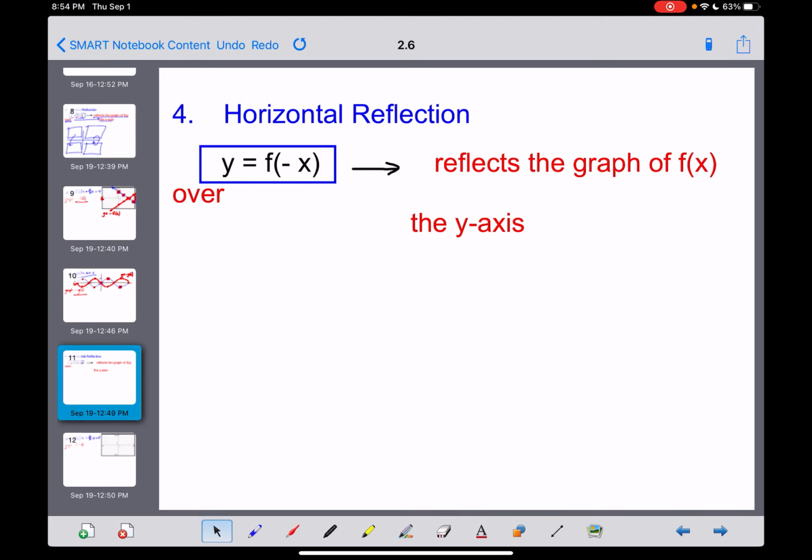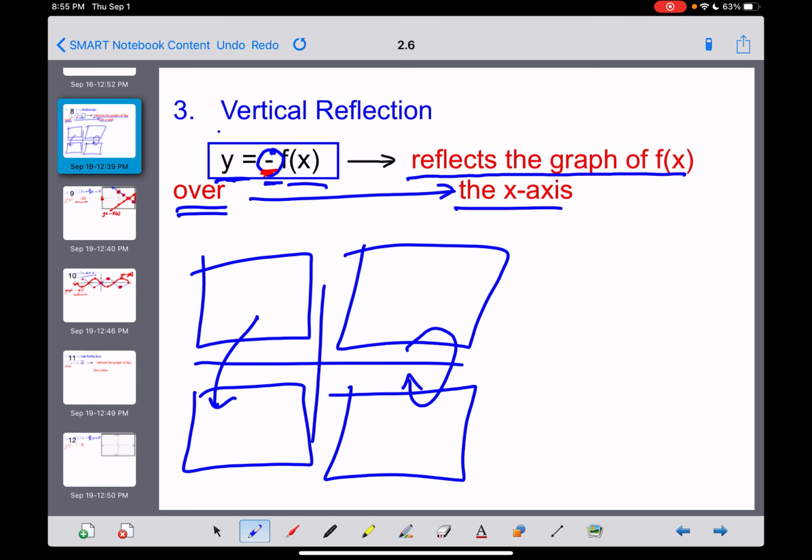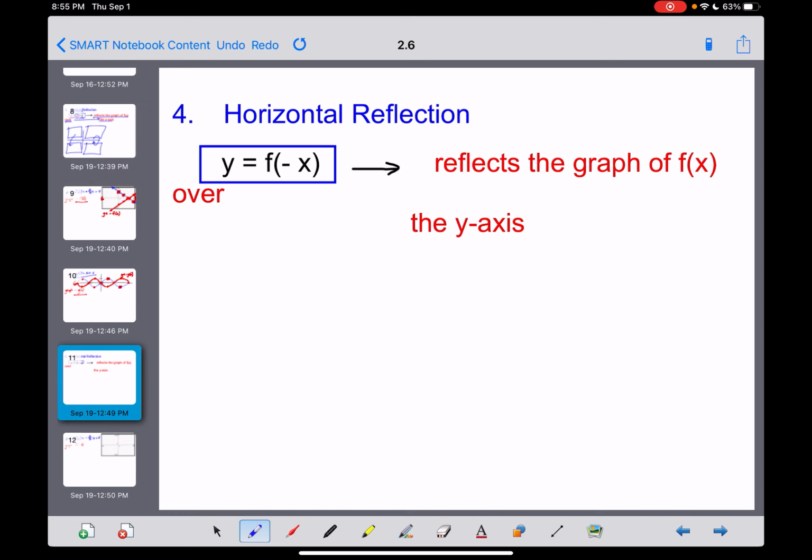All right, guys, and moving on to the second half of our notes here in 2.6, we're now moving on to our fourth type of transformation right here, and that's what's called a horizontal reflection. The one we just finished up a few slides ago was a vertical reflection. That's what happens when there's a negative out in front of the f of x or g of x or whatever it is. But now with a horizontal reflection, you'll notice there's still a negative, but this time it's going to be inside the parentheses.